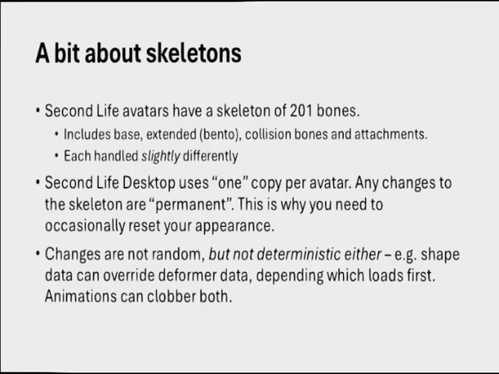That means that if you run an animation that moves some bones around, you might need to force your avatar to reset in order to get things back to normal. This is because there's only one copy and it doesn't have a backup to restore after that animation is finished. The changes, while not random, are not entirely deterministic either. So if you've got a shape that modifies a bone and you've got a deformer that modifies the same bone, depending on which one loads first, it might be one or the other that actually happens. And finally, animations can clobber both sets of settings. If someone logs in afterwards, they may not see the same avatar that you see right now.